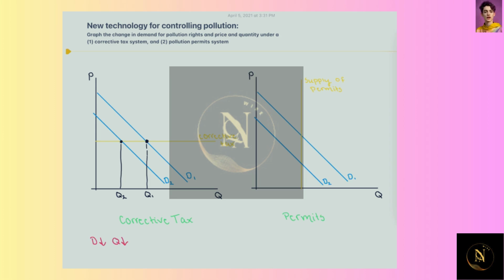And what we see here is that our quantity is remaining the same down here. However, our prices are shifting. So we were initially sitting up here at, let's call that P1, and our price has now dropped to P2. So in this case, as a result of this improvement in technology, we see again that our demand for these pollution permits is decreasing, and our price is decreasing as well.